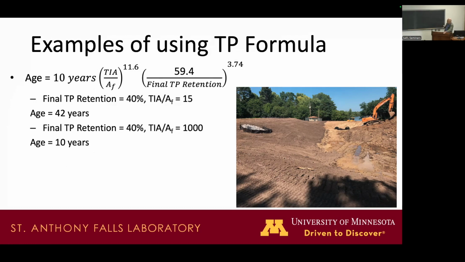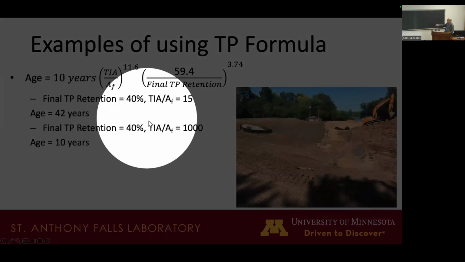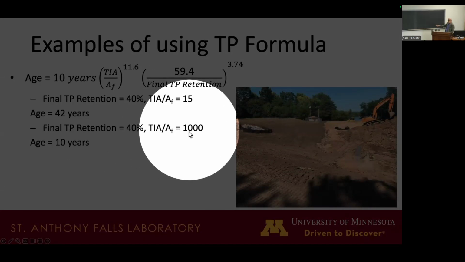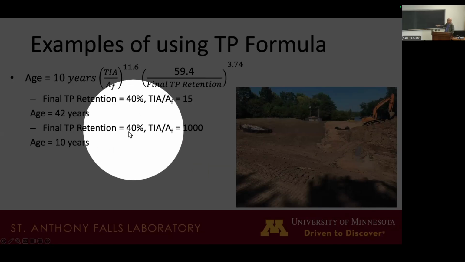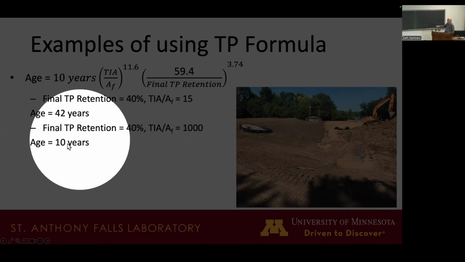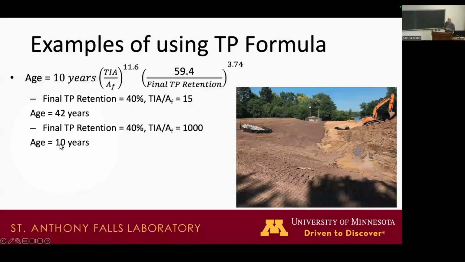If, however, and we had many sites like this, your total impervious area over your filter area was 1,000, not 15, but 1,000. And your final retention at the point at which you reach 40% then is 10 years. So that's why some of these filters are not lasting as long as others, because the total impervious area over the area of the filter is a lot larger. They're running more volume through the filter. Of course, it's not going to last as long when you got all that volume going through the filter.